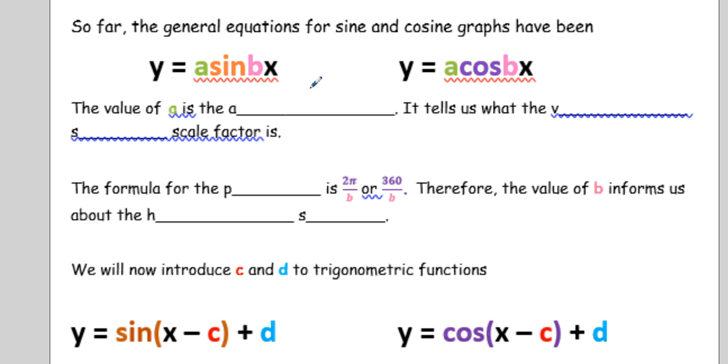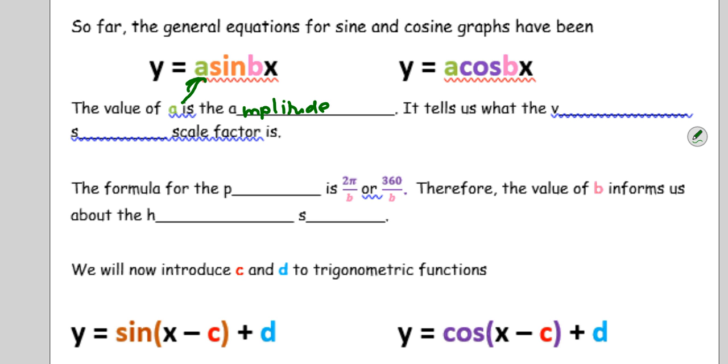The value of a is the amplitude. It basically tells us, if a is like 3 sine x, the amplitude would be 3. If you didn't notice this, that's fine, because I'll explain it as if it wasn't done before. So the value of a is the amplitude.